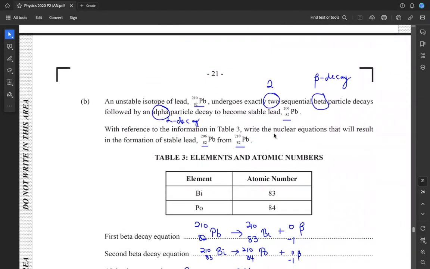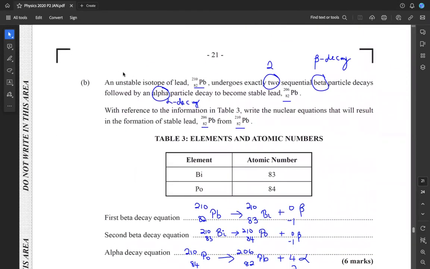So let's move on to part B now. Part B is saying that there's an unstable isotope of lead. So that's lead-210, 82 Pb, right? So that's 210 and 82. This is the mass number. This is the atomic number. And we have this unstable isotope of lead that undergoes exactly 2 sequential beta particle decays. And then that's followed up by an alpha decay, alpha particle decay, to then become stable lead-206, 82.